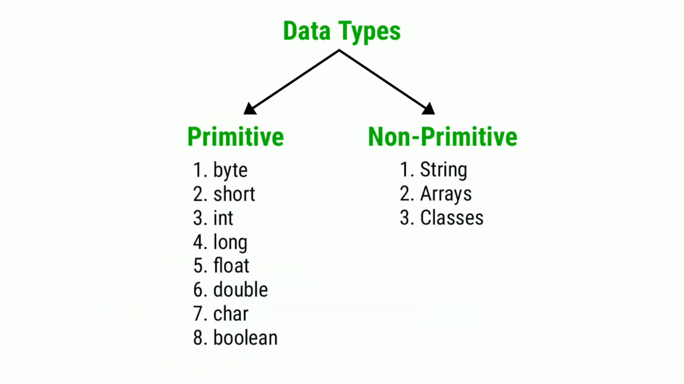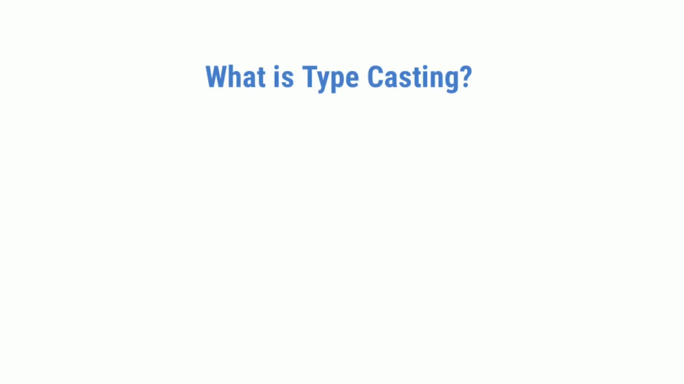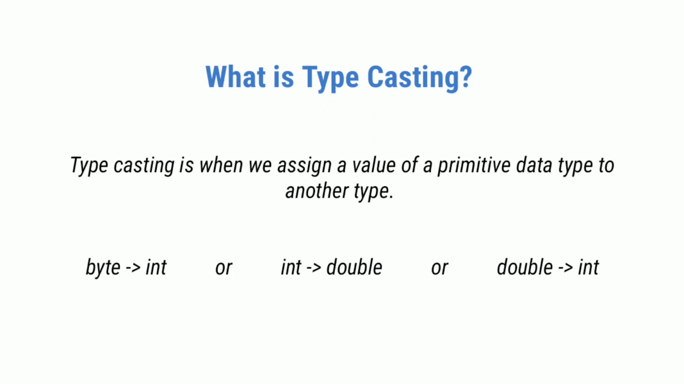So in the last video we learned about data types in Java, right? In this video we'll go through typecasting of these data types and how you can do more with this. First, let's understand what typecasting actually means. It is nothing but assigning a value of one data type to another type.